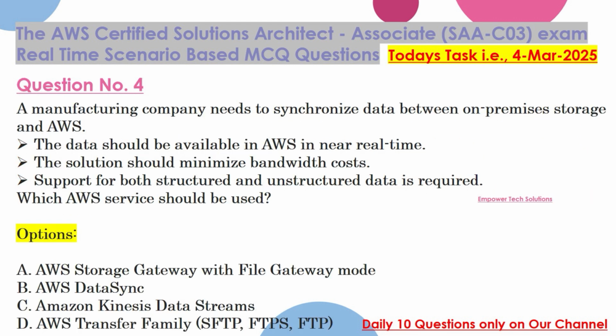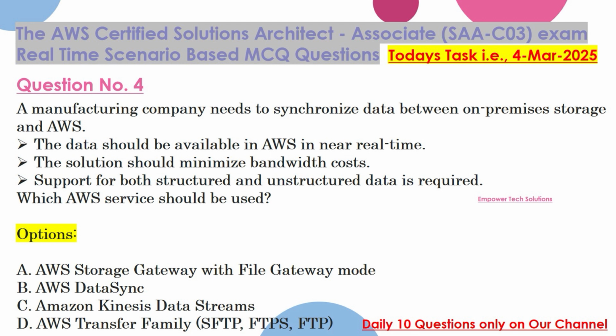Question 4. A manufacturing company needs to synchronize data between on-premises storage and AWS. The data should be available in AWS in near real time. The solution should minimize bandwidth costs. Support for both structured and unstructured data is required. Which AWS service should be used?